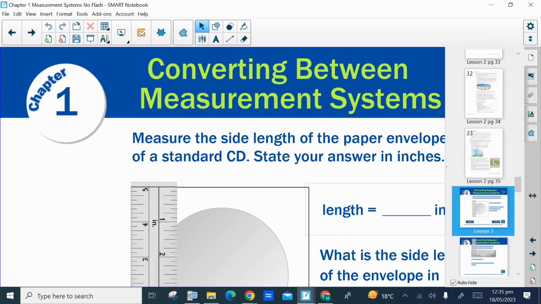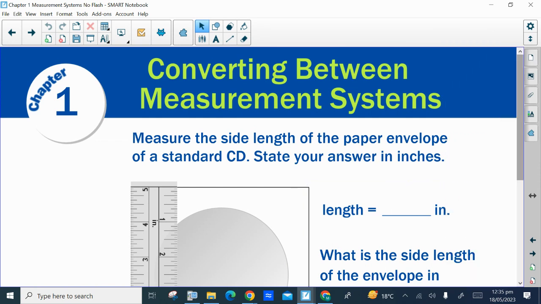So the third lesson of this chapter is converting between the two systems, between the metric and the imperial system. So you're going to use your formula sheet for sure for this part. So you're going to want to have it out.